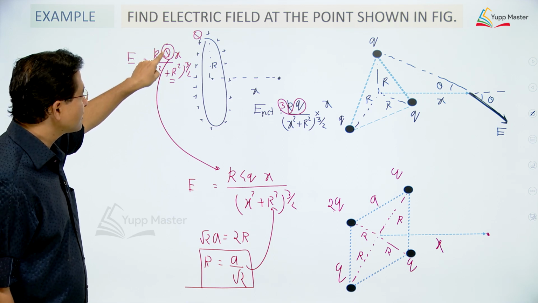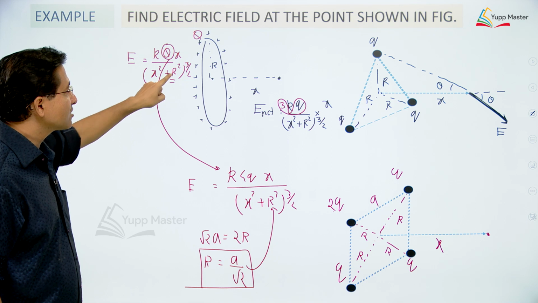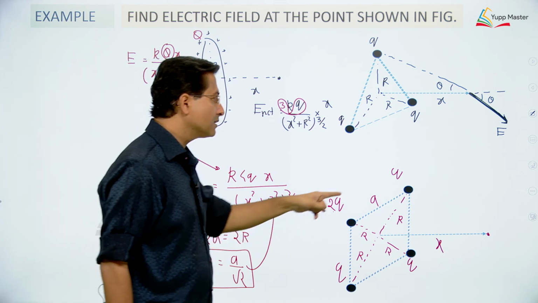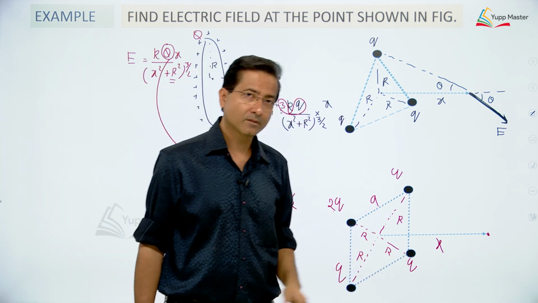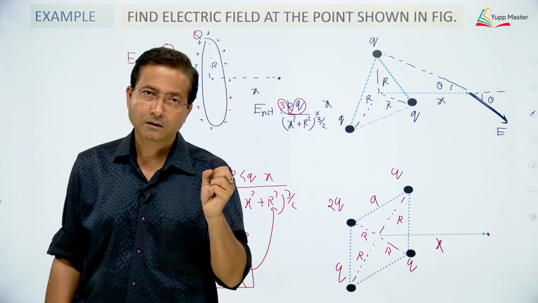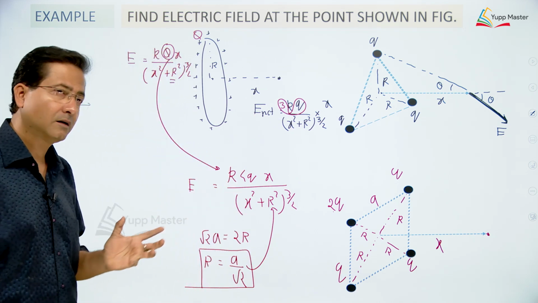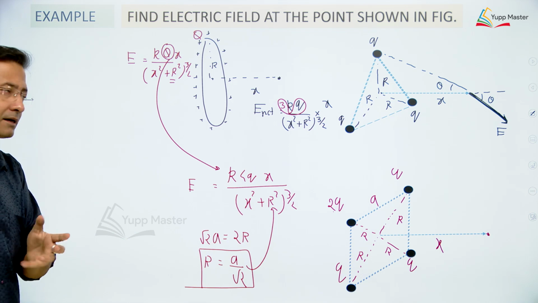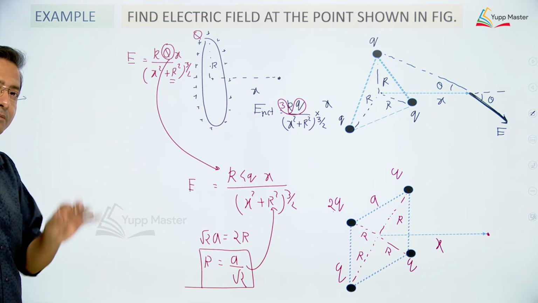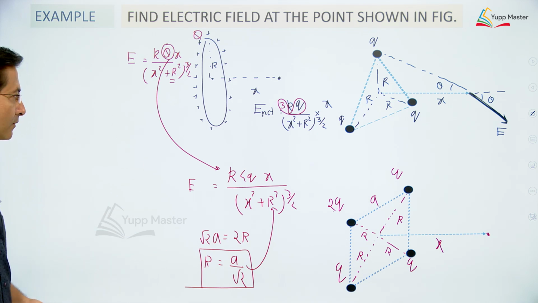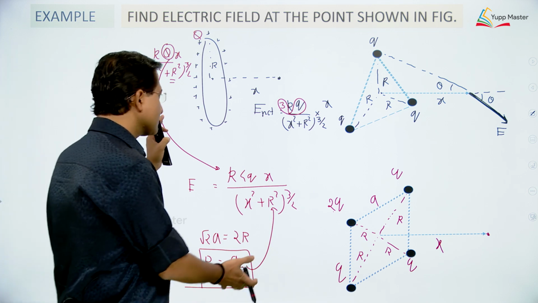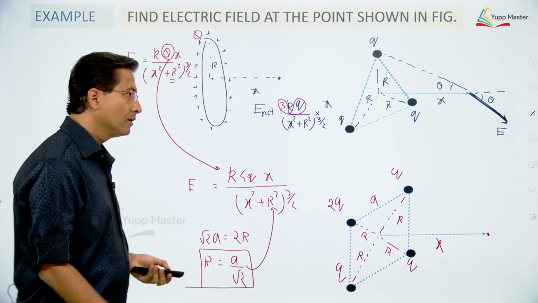where this represents the total charge and this r is the distance of the point charges from the center of the square, triangle, pentagon, hexagon, octagon, any symmetric distribution, right. So, I hope this point is also clear. Let us move to the next one.